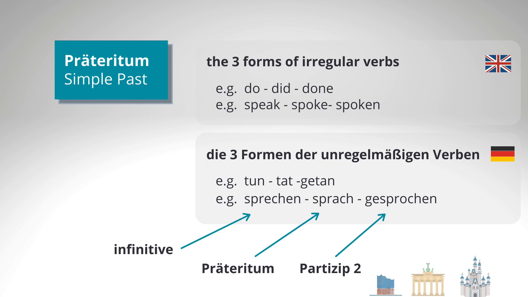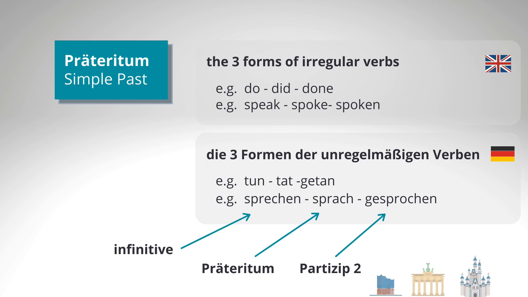They are basically the infinitive, the simple past form, and the past participle. And in English, there are actually a lot of these forms that are irregular. I mean, if do were regular, it would be do, doed, doed. Or if speak were regular, it would be speak, speaked, speaked. But it isn't. And the same thing also goes for German.